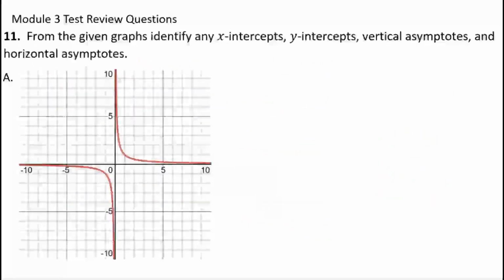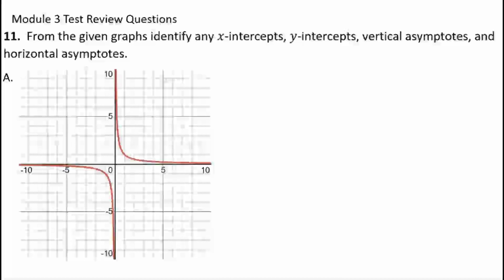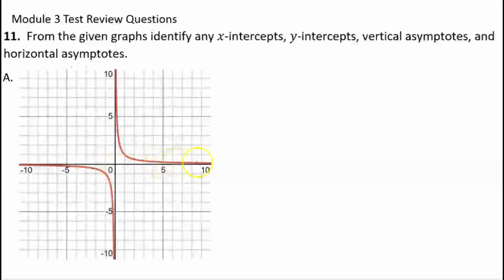Now, problem number 11, brand new section here. We're talking about rational functions. Remember, when functions have a variable in the denominator, you have a rational function. Now, what we're supposed to do here is identify the x-intercepts, okay? That's where the graph crosses the x-axis. Now, it looks like way out here, like it might cross the x-axis, or way over here it crosses. It doesn't, y'all. That is called a horizontal asymptote.